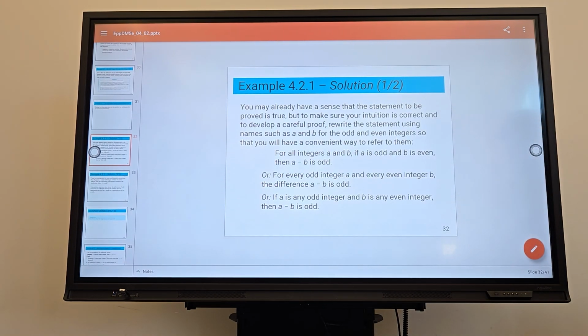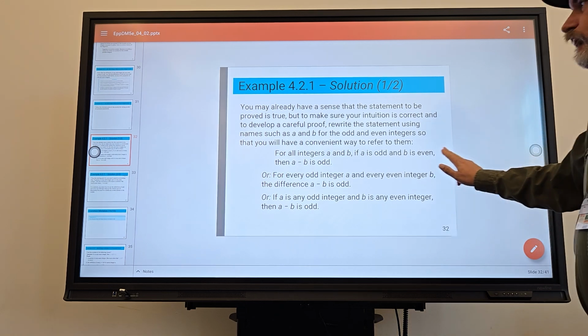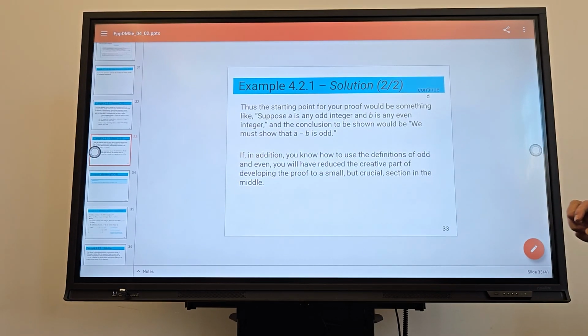For all integers a and b, if a is odd and b is even, then a minus b is odd. Restate what you're trying to show. Then you follow it with the word proof. Suppose a is any odd integer and b is any given even integer. The conclusion to be shown would be we must show that a minus b is odd.